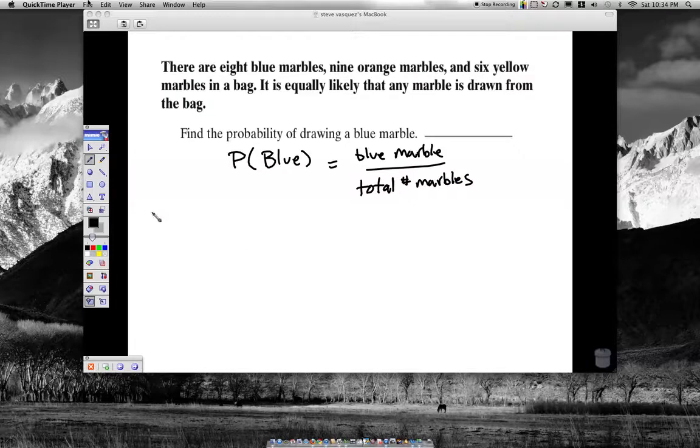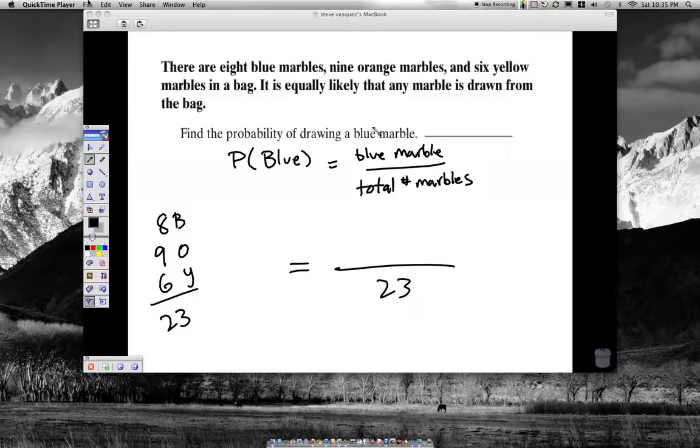If we count up the marbles, we have 8 blue ones, 9 orange, and 6 yellow. I add those up. 9 and 6 is 15, and 8 is a total of 23. So I have a total number of 23 marbles for the bottom. If I'm going to pick out a blue one, that means 8 of them are blue. I have 8 out of 23 as my choice for marbles.